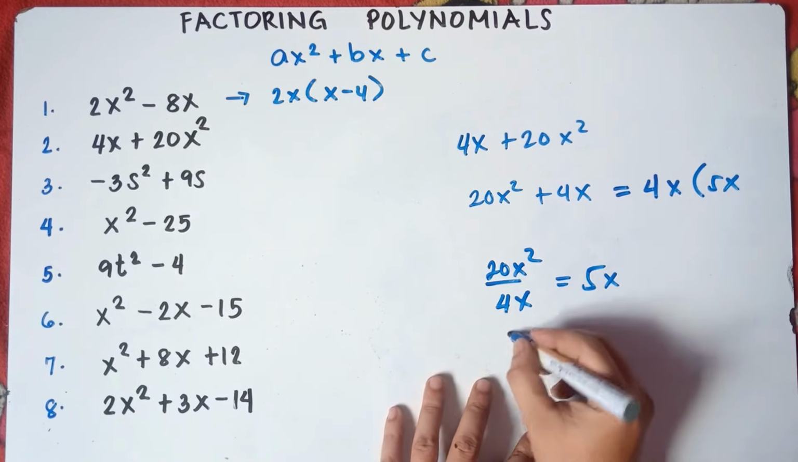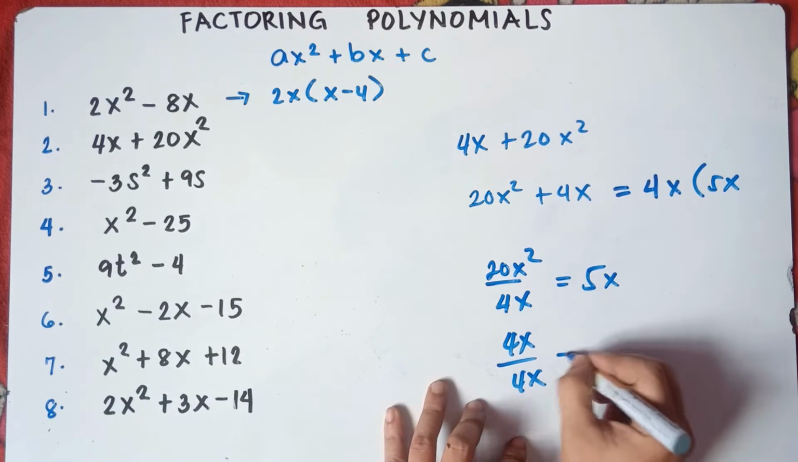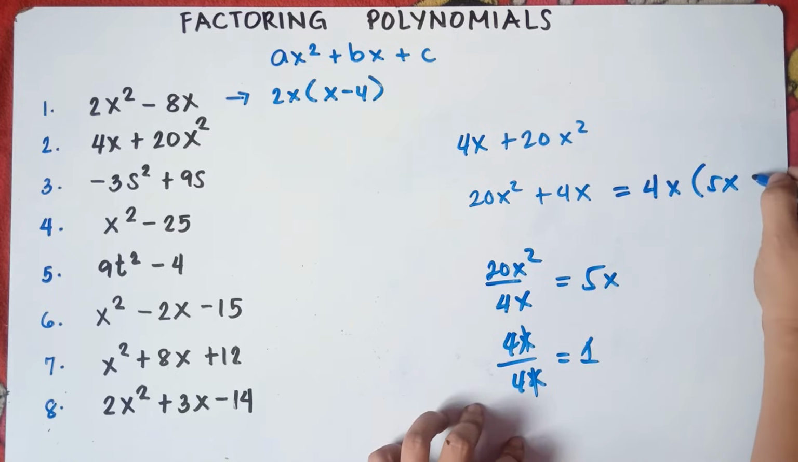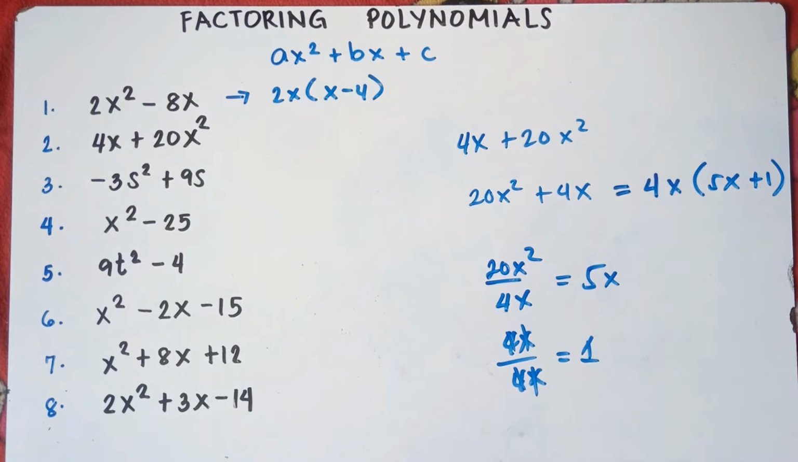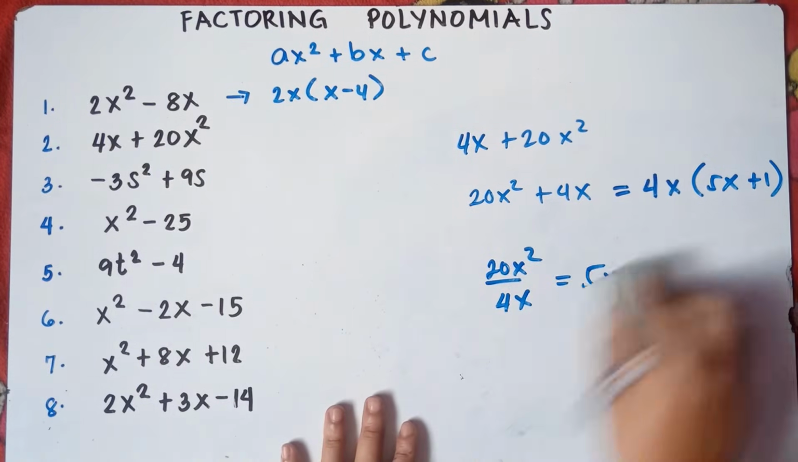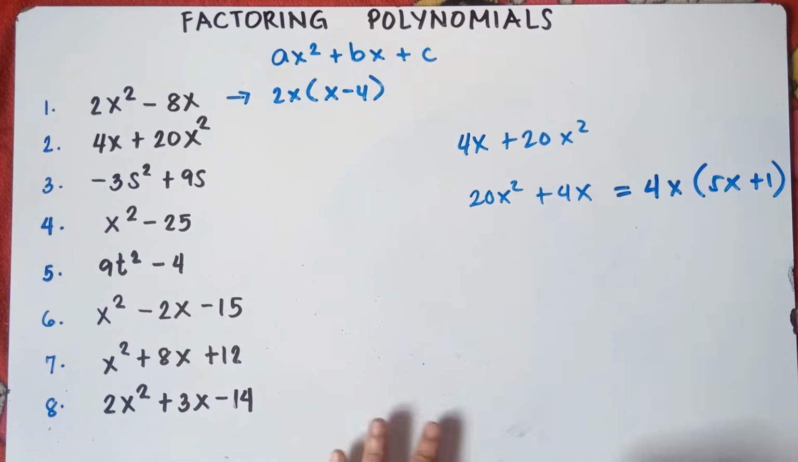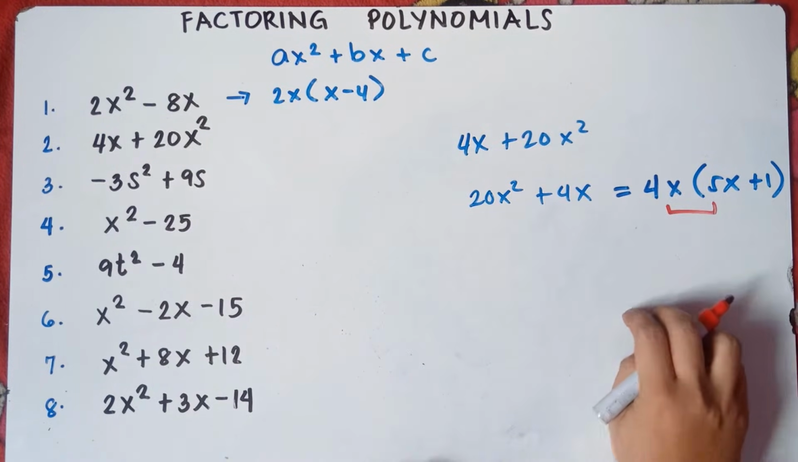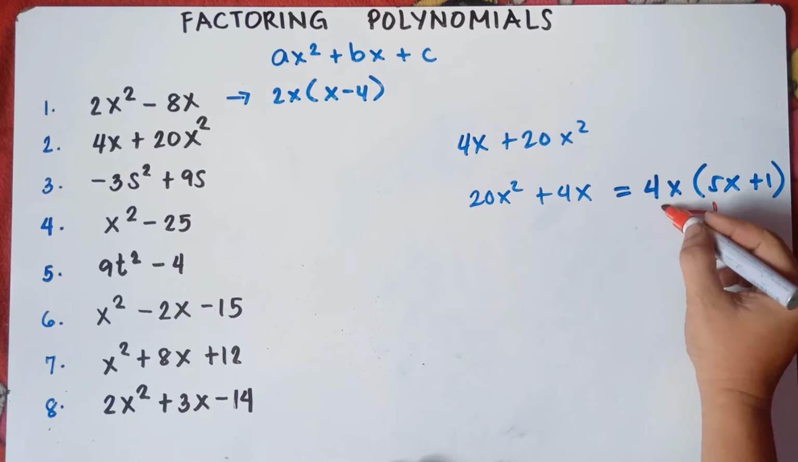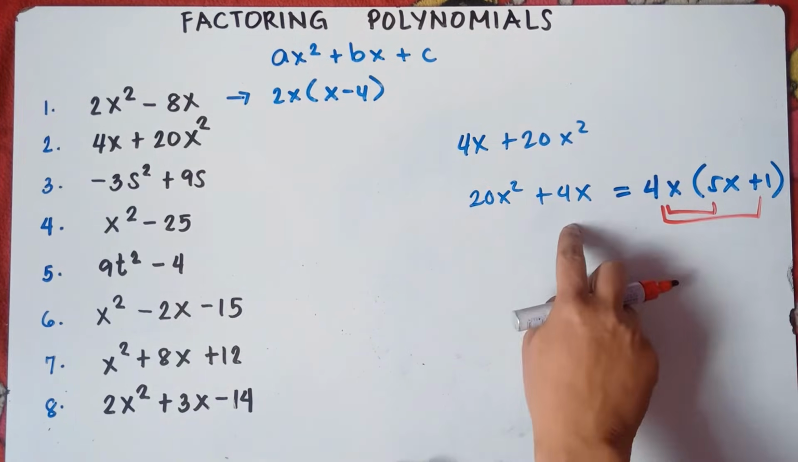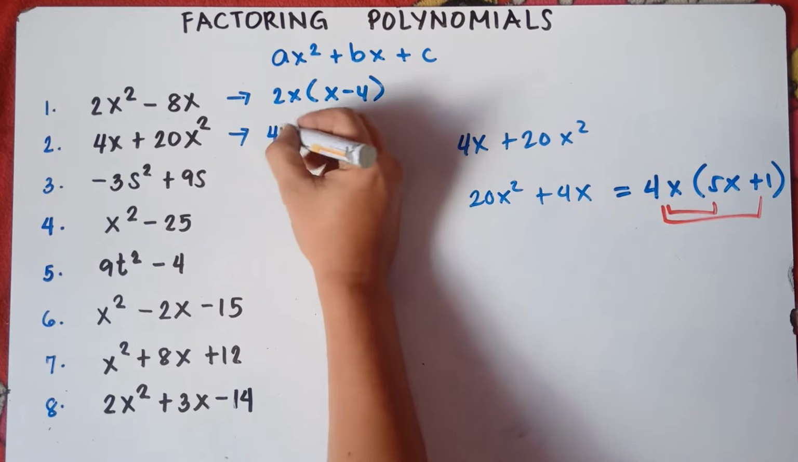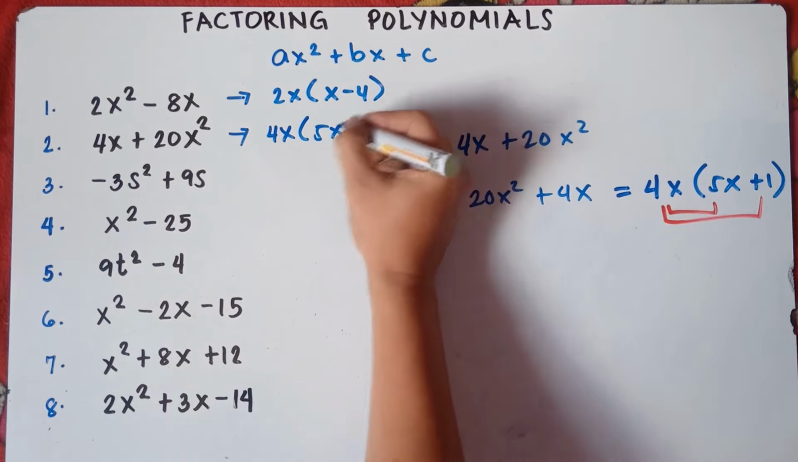Then this one, 4x divided by 4x. 4 divided by 4 is 1, and x divided by x cancels. So that would be 1 plus 1. Alright, that's the answer, class. If you multiply this using the distributive property, 4x times 5x is 20x squared, and 4x times positive 1 is positive 4x. So this will be our answer: 4x quantity 5x minus 1.